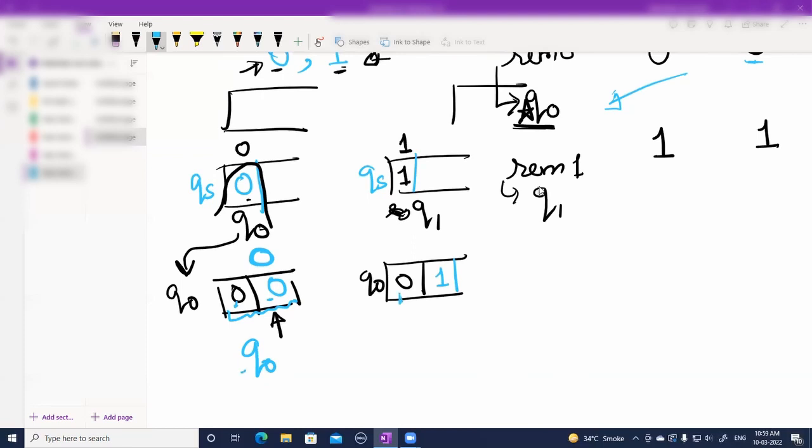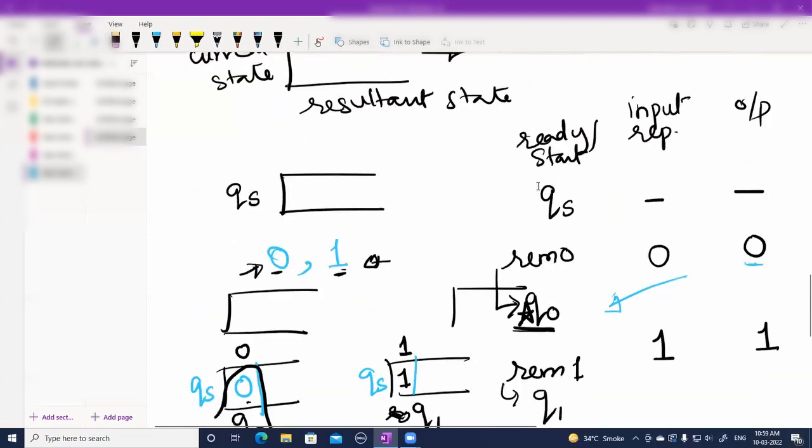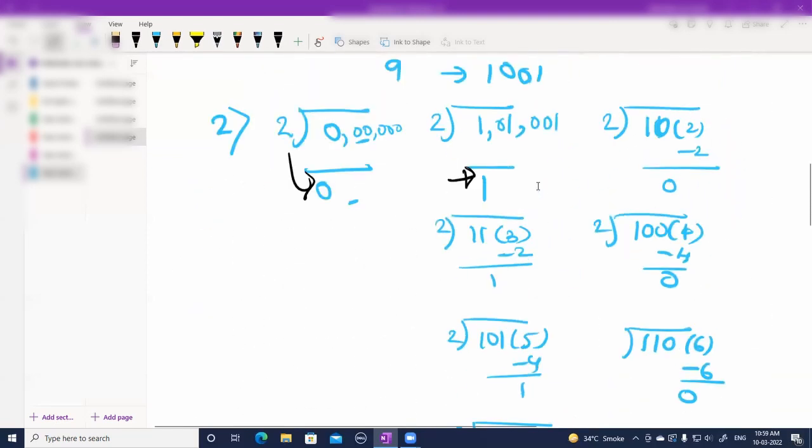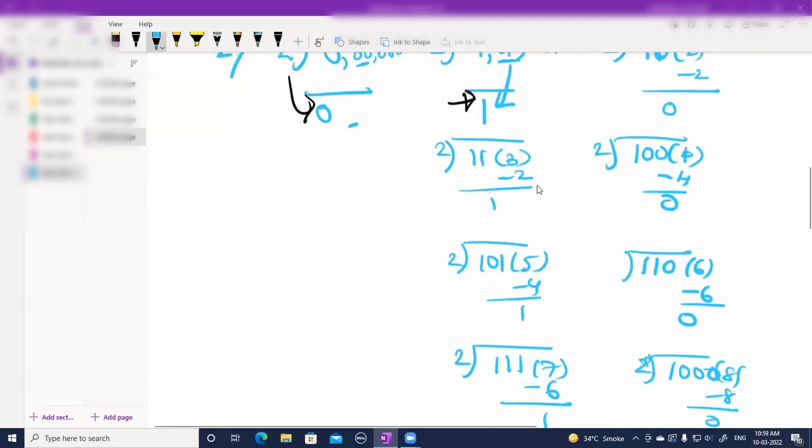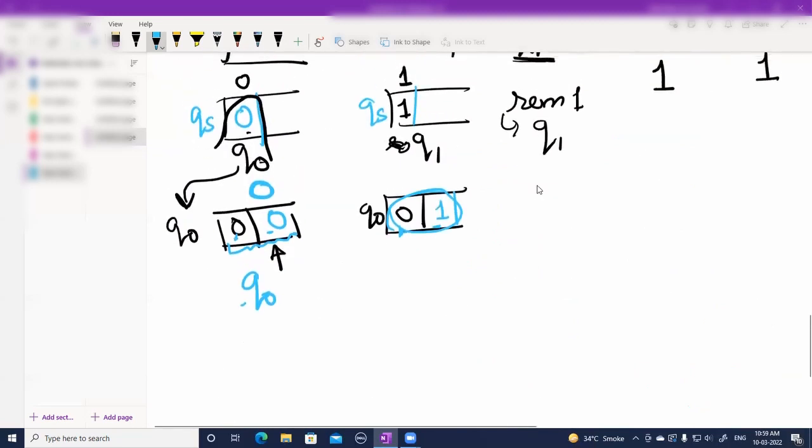Now Q0 with the next bit 1. The next bit 1 creates a new string, 01. What was the case with 01? The 01 is nothing but 1, and 1 generates the remainder 1. So the remainder will be 1, and the state representing remainder 1 is Q1. So we'll write Q1 here. We had considered Q0 with the next bits 0 and 1, but we had not considered Q1, so we will now consider the Q1 state.